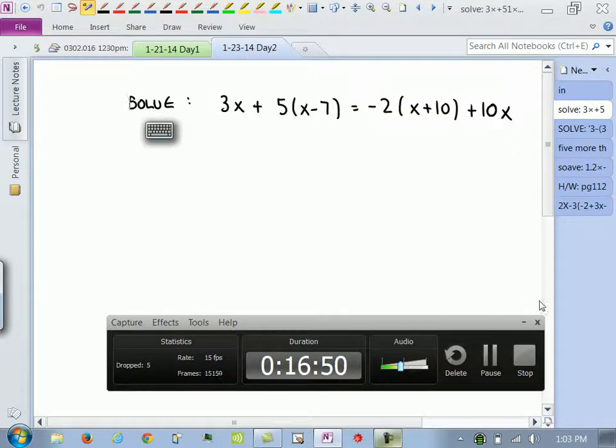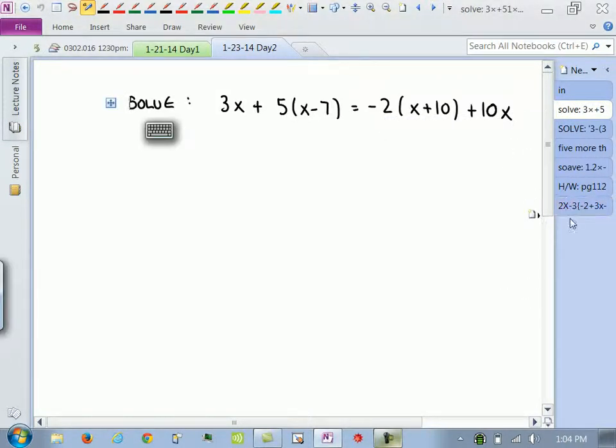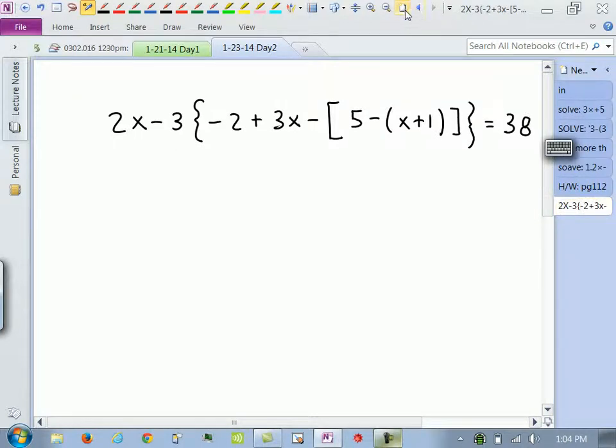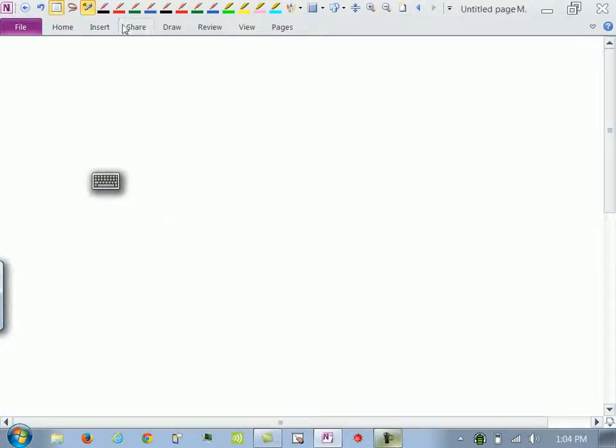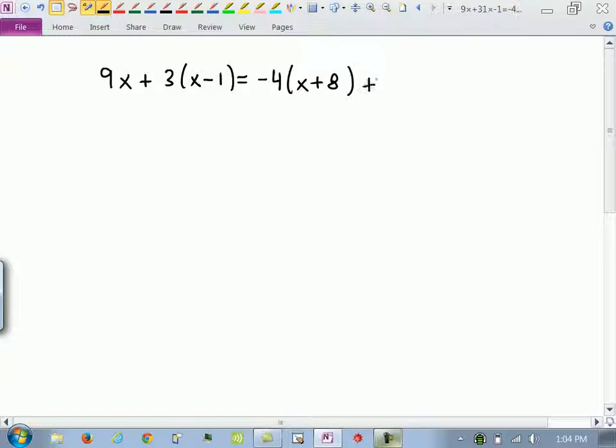Okay, well, you know what I'm going to do is I want to do the one that I put on the board there for people who had finished the 9x one over there. So 9x plus 3, what is that, x minus 1 equals negative 4, x plus 8, and then plus 16. Okay?